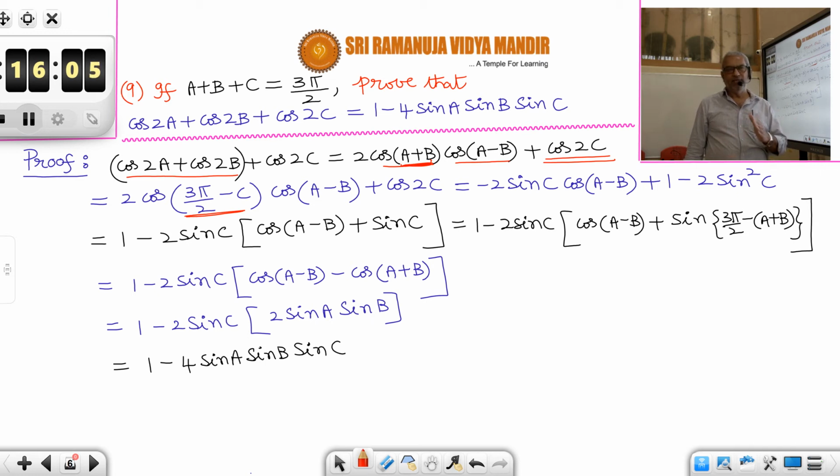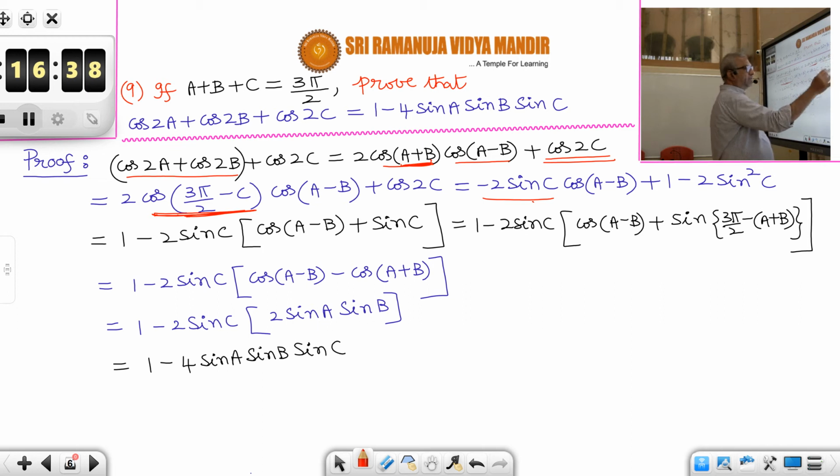270 minus c is an angle around the y-axis, so cos becomes sin c. But what about the sign, plus or minus? Which sign? 270 minus c is in the third quadrant. In the third quadrant cos is negative. So minus sin c. That is what is happening in the next step. It has become minus sin c. Cos of 3 pi by 2 minus c is minus sin c. That is what I have written.